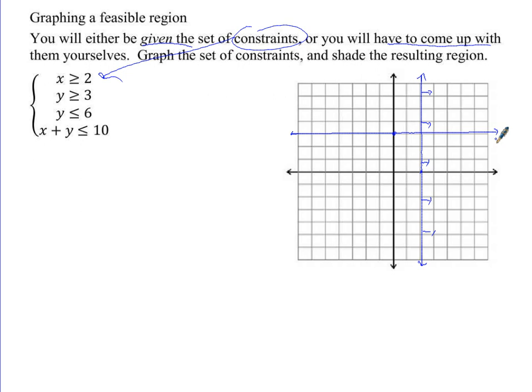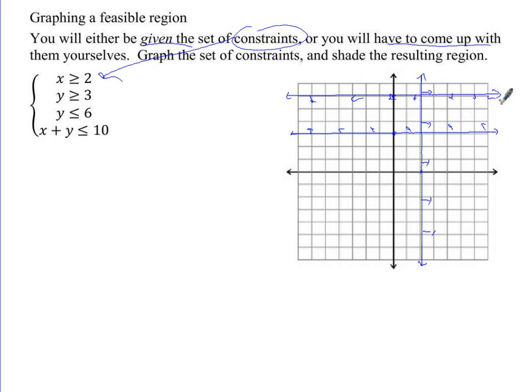just from the graph. Then we have y, oh wait, I didn't shade. So I'm shading above, that says greater than. Got to shade up. Then we have y is less than or equal to 6. So that's again going to be a horizontal line that goes through 6, which is right there. So I'll very carefully draw in my horizontal line. And this time it says less than, so I'm shading below.